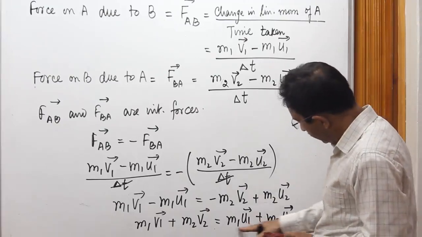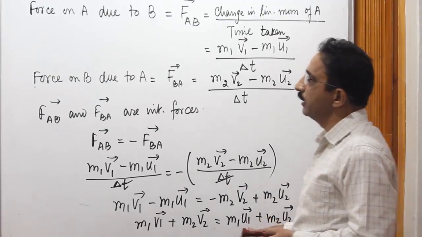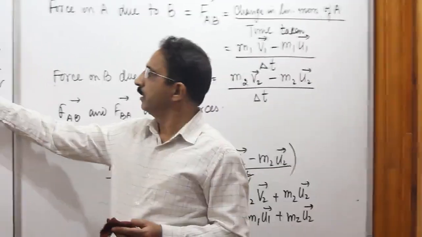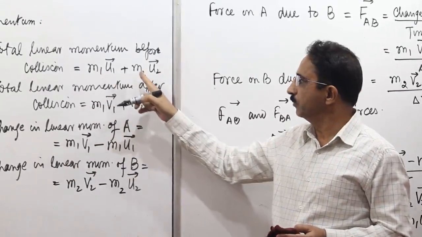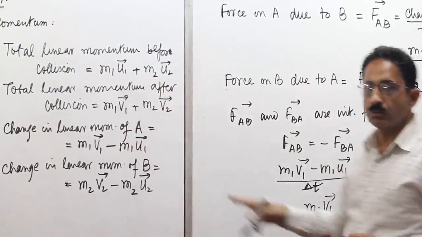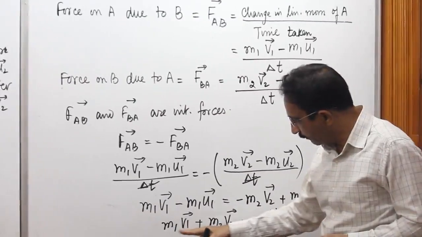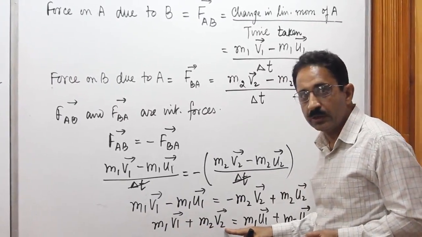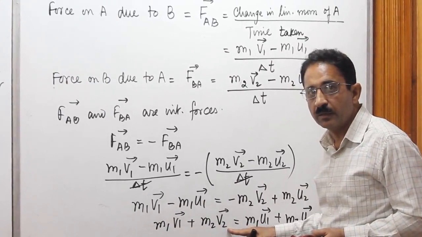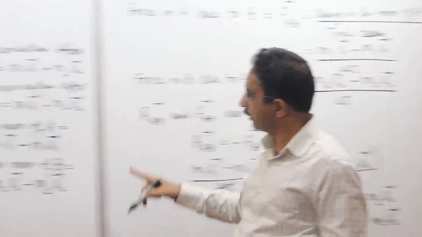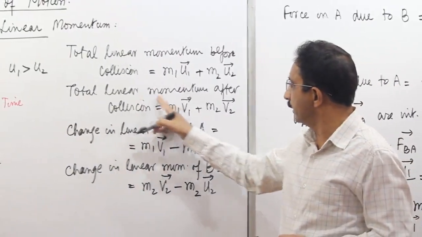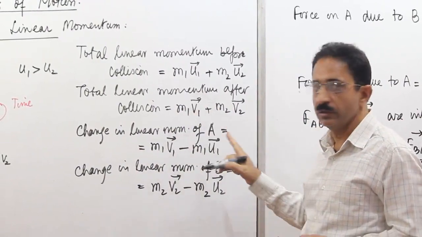So here you see the right hand side, this is the total linear momentum of the system before collision, m1 u1 plus m2 u2, and the left hand side, m1 v1 plus m2 v2, is the total linear momentum of the system after the collision. So this is the total linear momentum of the system after collision.